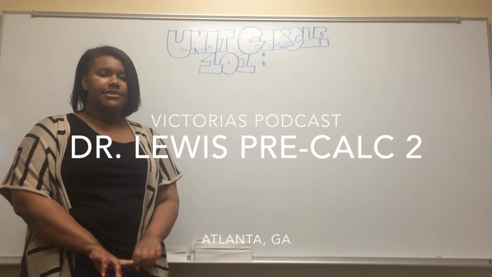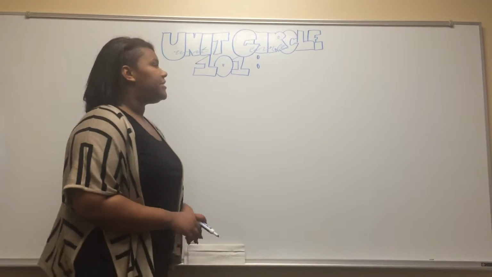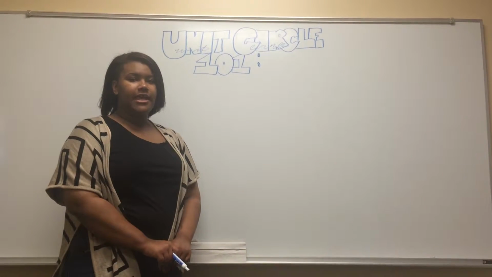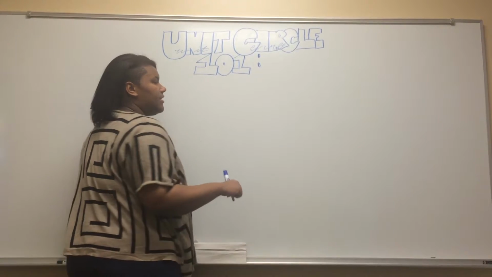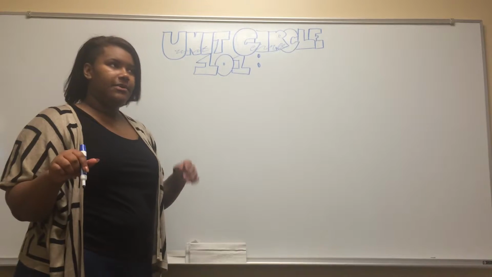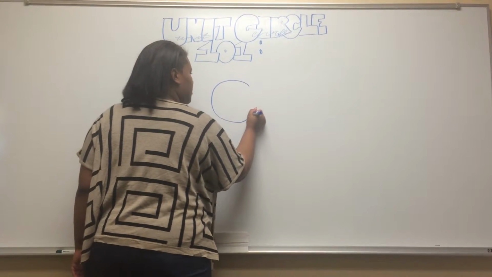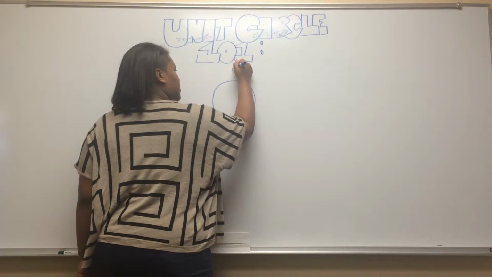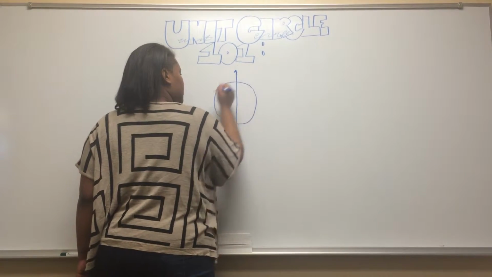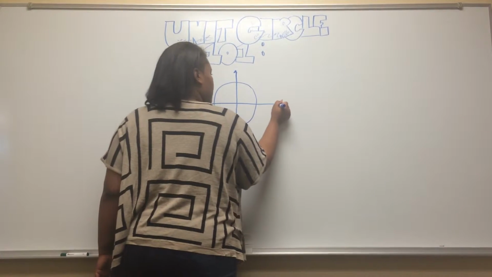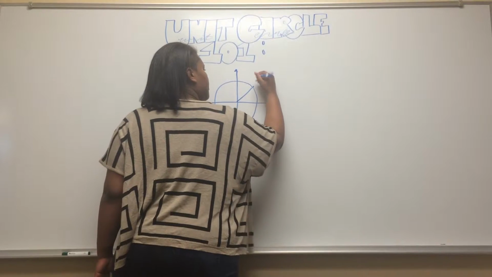Lewis's Pre-Calculus 2. Today we're going to be learning about the unit circle. The unit circle is used to measure angles and degrees. And the radius of a unit circle is 1, so we place the x and y axis in the middle of it. For example, the radius is 1.